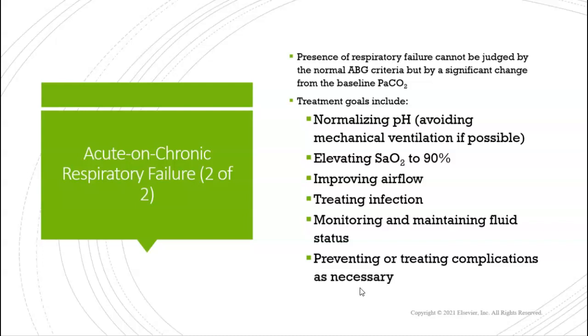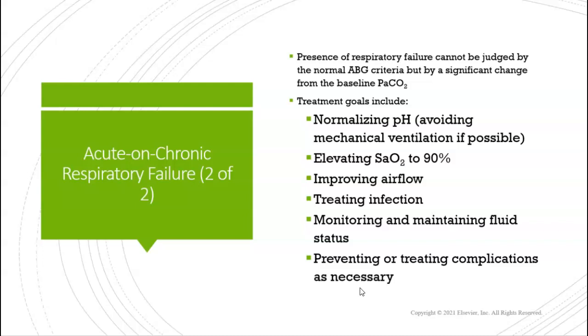These patients can't really be judged by normal ABG criteria. We have to look at the significant changes from their baseline. So those values you think about, like if their PCO2 is above 55, that says they're in vent failure and they need to be intubated. Well, if they're a chronic COPD patient, their CO2 is always above 55. That doesn't necessarily mean they need to be intubated, because you need to look at the pH.